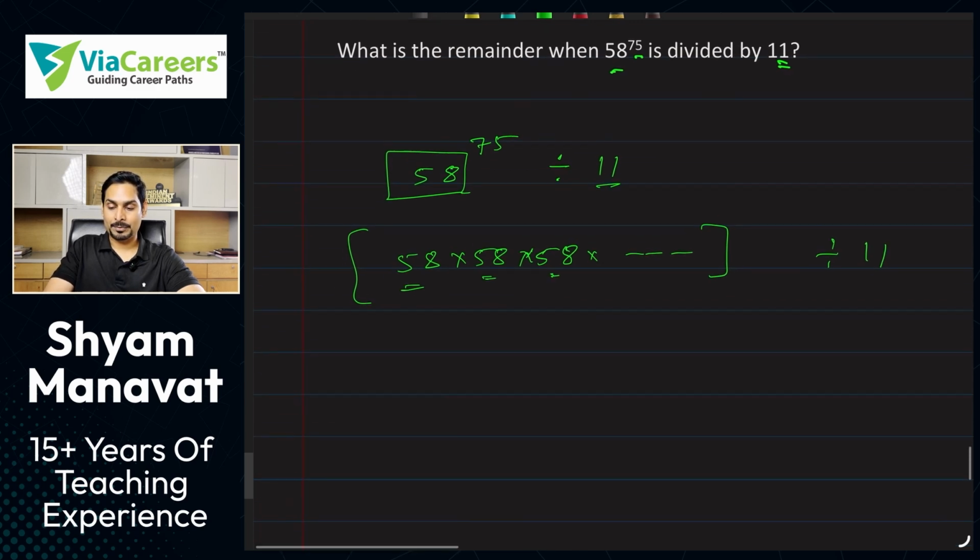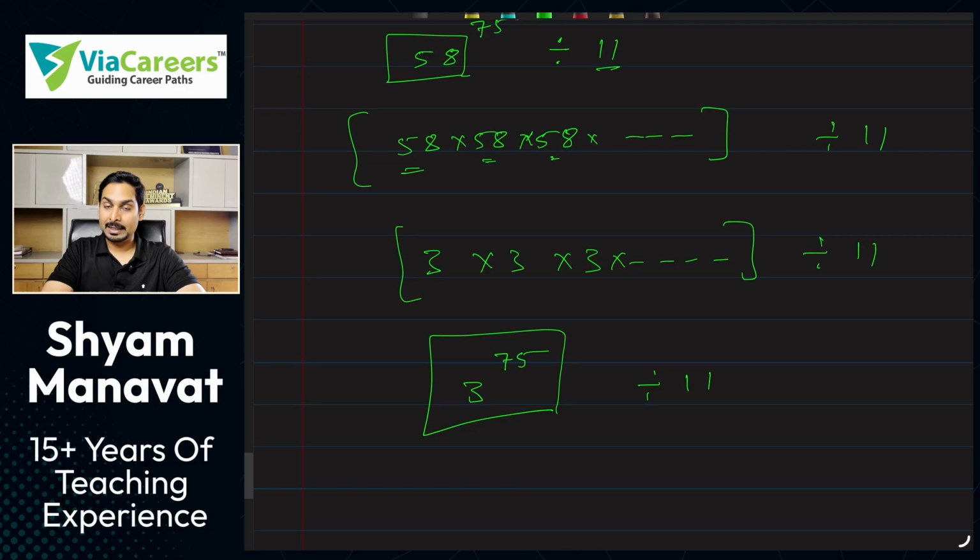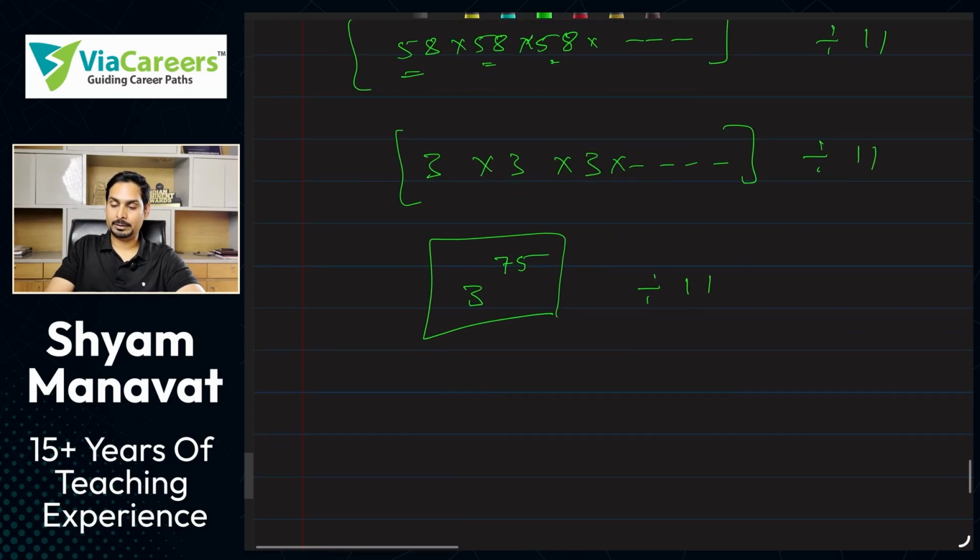What you get here? You get 11 5s are 55. That means each term is going to get you remainder as 3, 3, 3. How many times? 75 times, right? Now this can be written as 3 raised to 75 divided by 11. Okay, we are still not done because 3 raised to 75 is still more than 11, right? So further we need to divide. So what do we do in such a case?